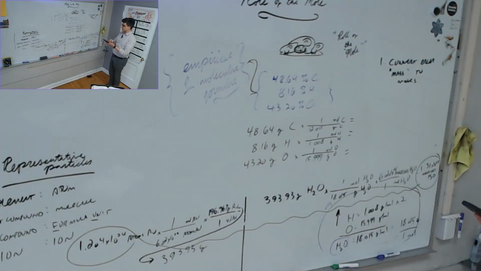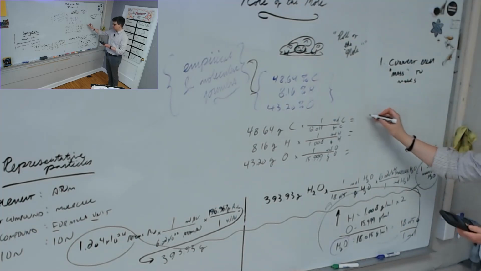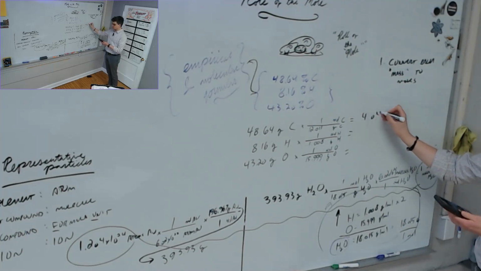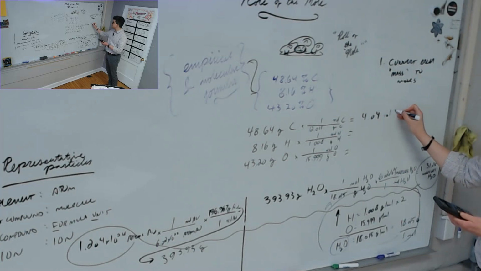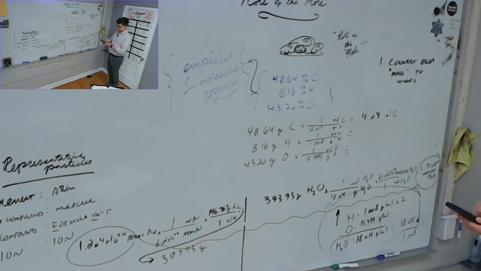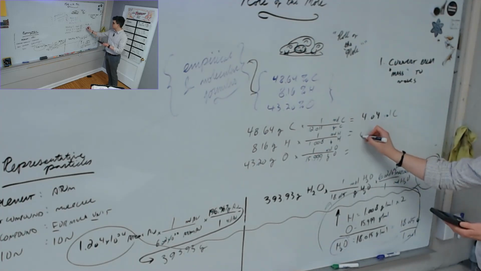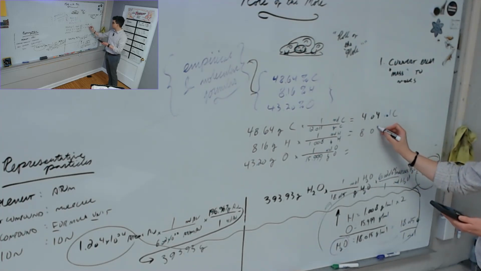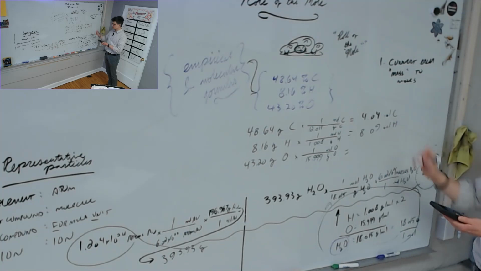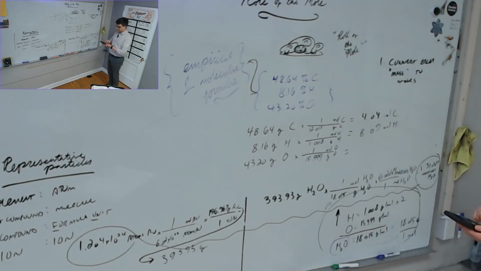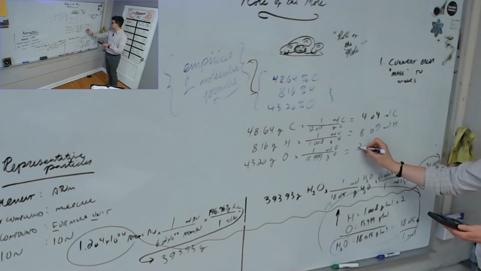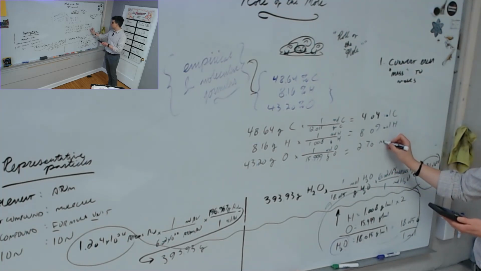So I type in 48.64 divided by 12.011. I get 4.04 moles of C. I type in 8.16 divided by 1.008. I get 8.09 moles of H. And I type in 43.20 and divide that by 15.999. I get 2.70 moles of oxygen.